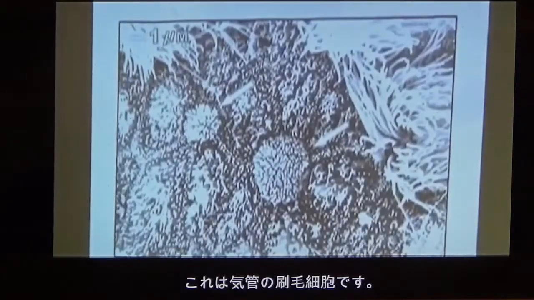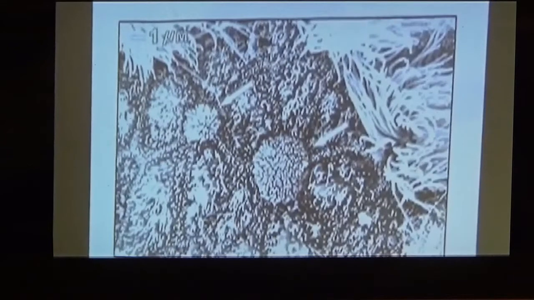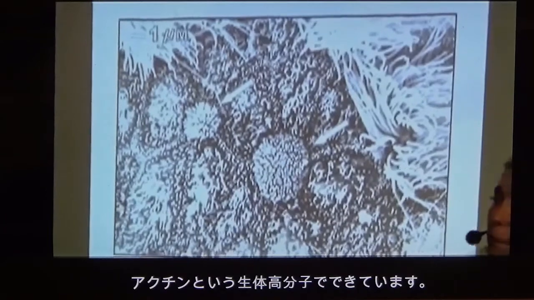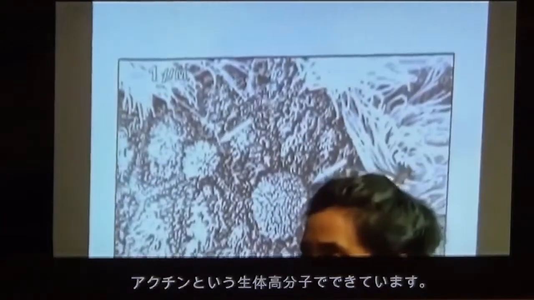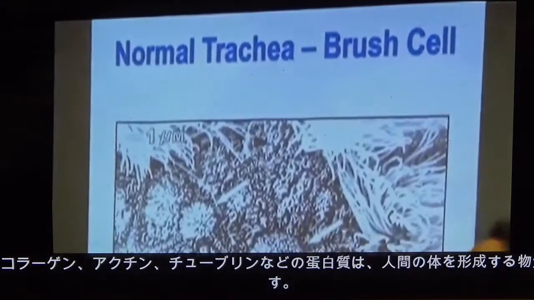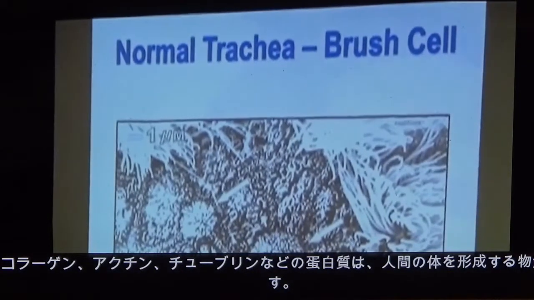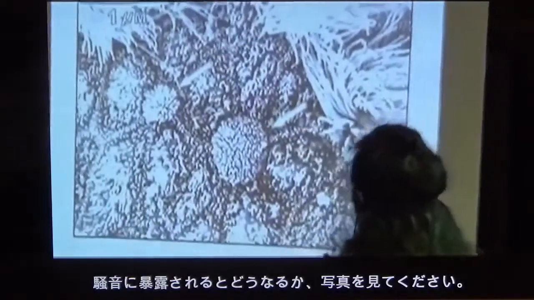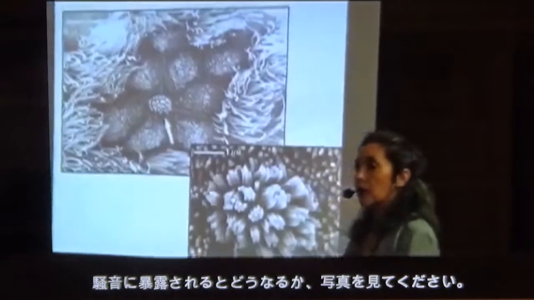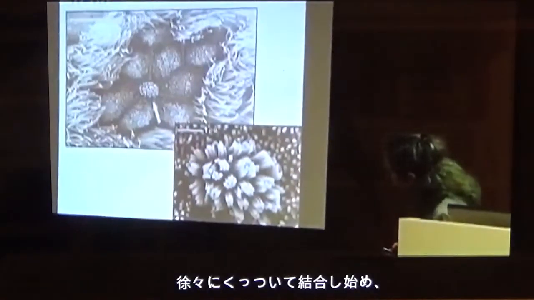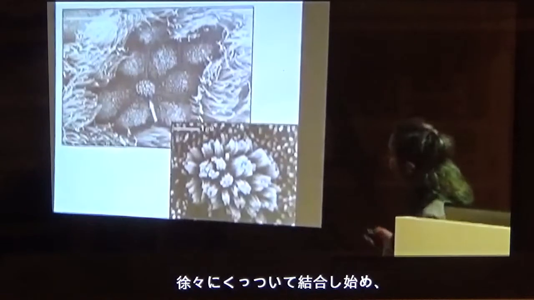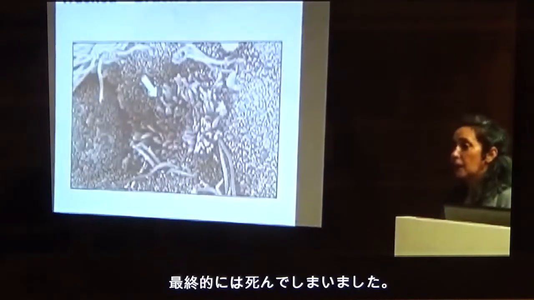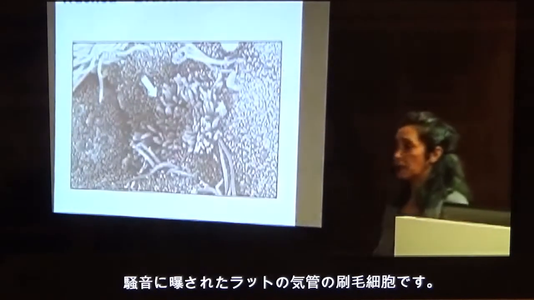This is again the trachea. This is called the brush cell. These little things that are sticking out, they are made of a biopolymer called actin. This is one of the many materials that makes up our body: collagen, actin, tubulin. These are made of actin. Look what happens when you begin to expose it to noise. They begin to gather together and fuse, and they fuse more. And this is a dead brush cell in the trachea of rats exposed to noise.